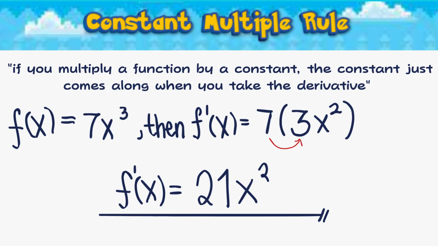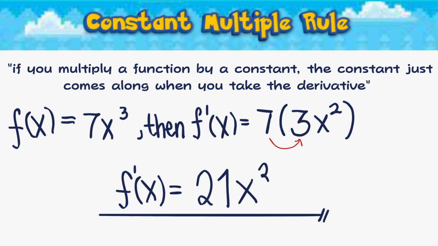The constant multiple rule says if you multiply a function by a constant, the constant just comes along when you take the derivative. For example, if f of x is equal to 7x cubed, then f prime of x is equal to 7 times 3x squared, which is the derivative of x cubed. Then 7 times 3x squared is equal to 21x squared.